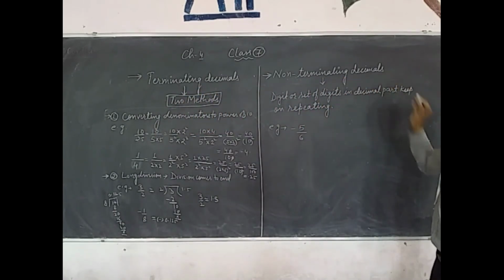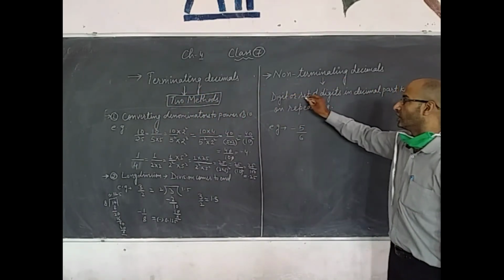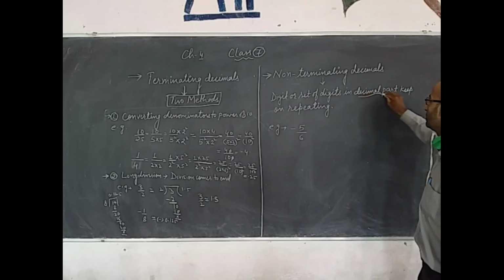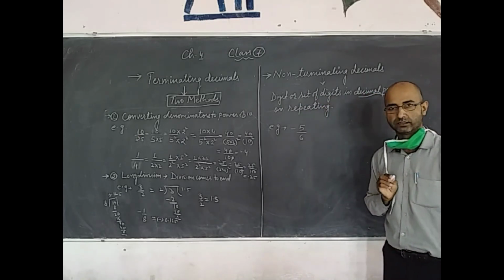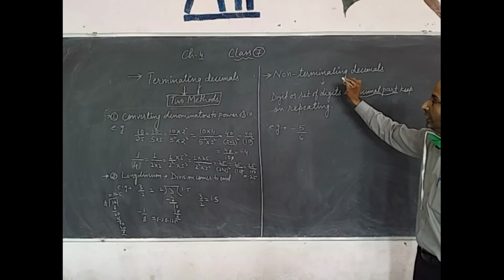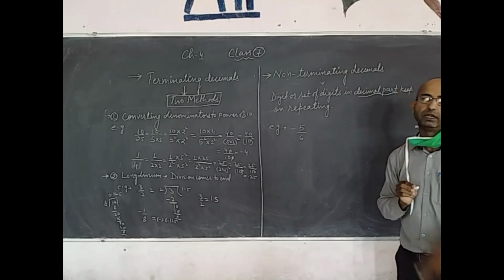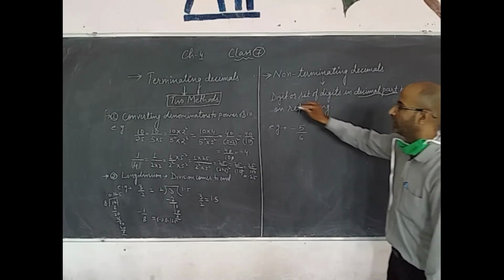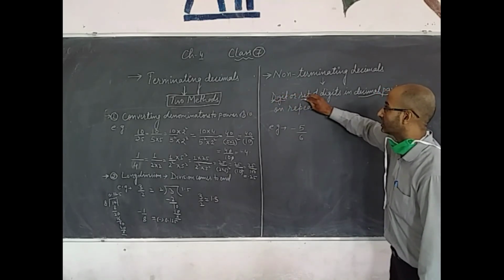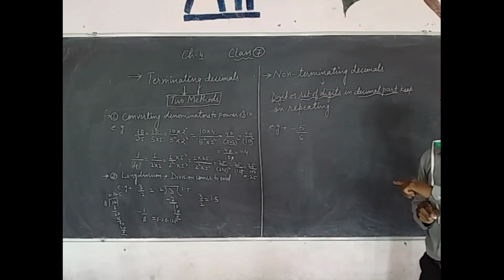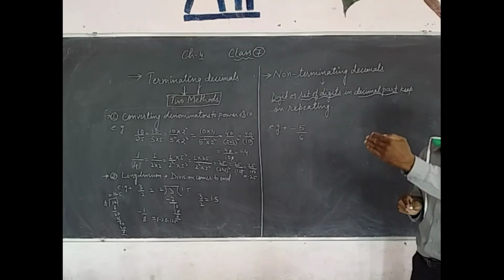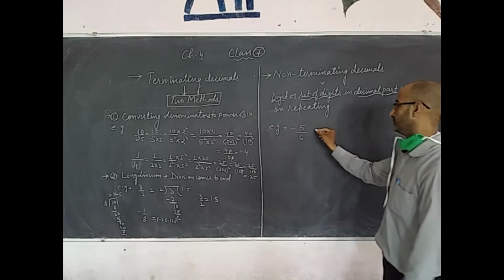Now come to the non-terminating decimal. In the non-terminating decimal, a digit or set of digits in the decimal part keeps on repeating. Here in the non-terminating we have to do the normal division. But what is the main thing? The digit or set of digits in the decimal part will keep on repeating. Let us see one example.